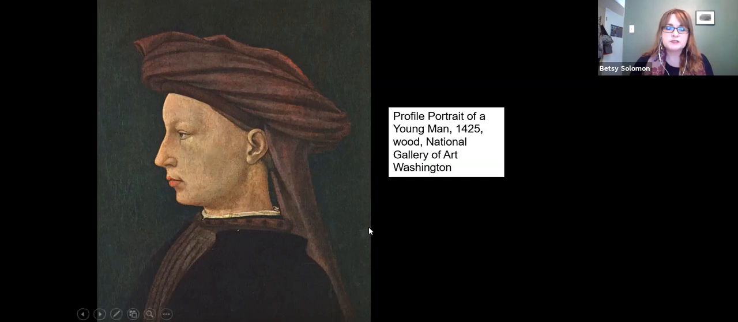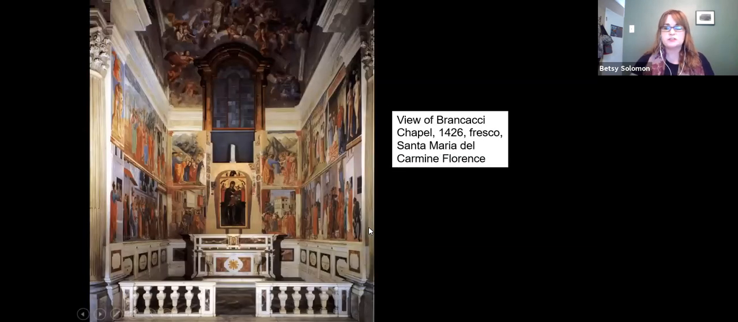Now this brings us to some of Masaccio's most important works. And I think I'm saying that with everything that we talk about. There's not all that many Masaccios, they're all important. But this is a view of the Brancacci Chapel.